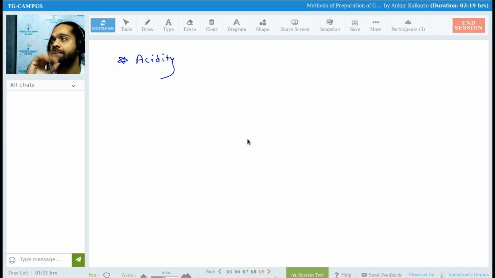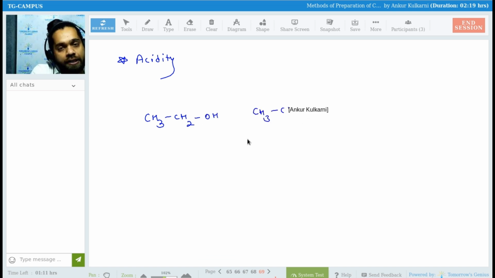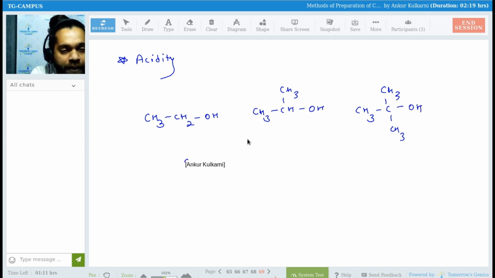Let us take the example of alcohol. In the exam, if the question comes, let us say I have a primary alcohol CH3CH2OH, a secondary alcohol CH3CH(CH3)OH, and a tertiary alcohol (CH3)3COH. Which is the strongest acid in this? If I compare the acidity of A, B, C, which will be the strongest? How to check the acidity of this?